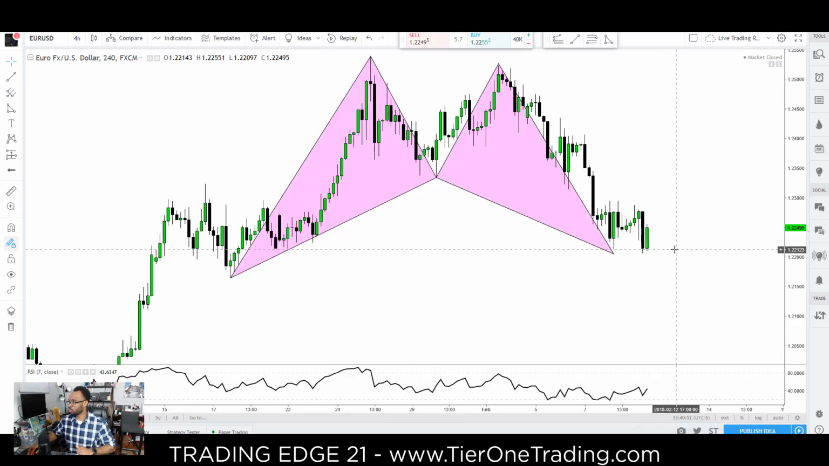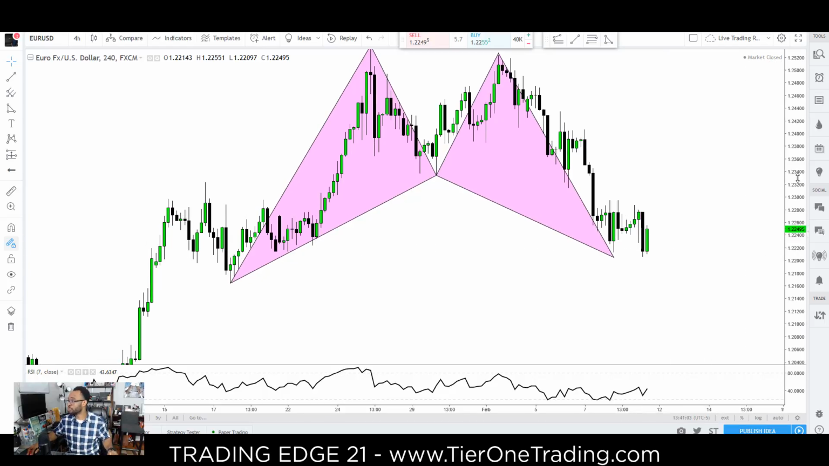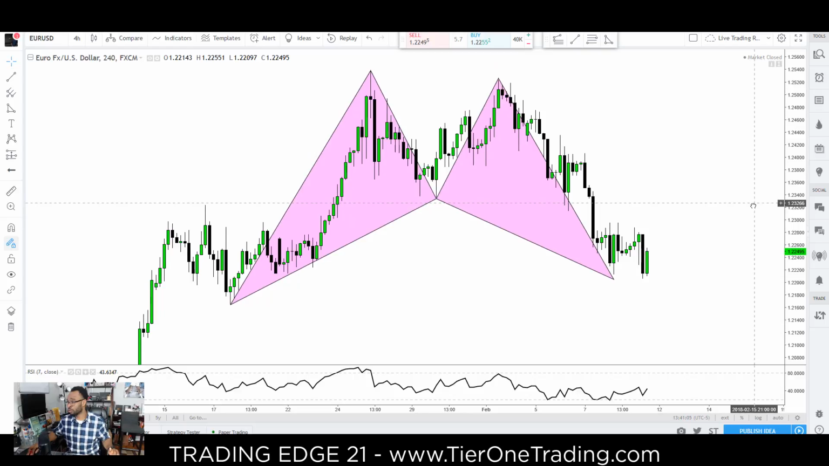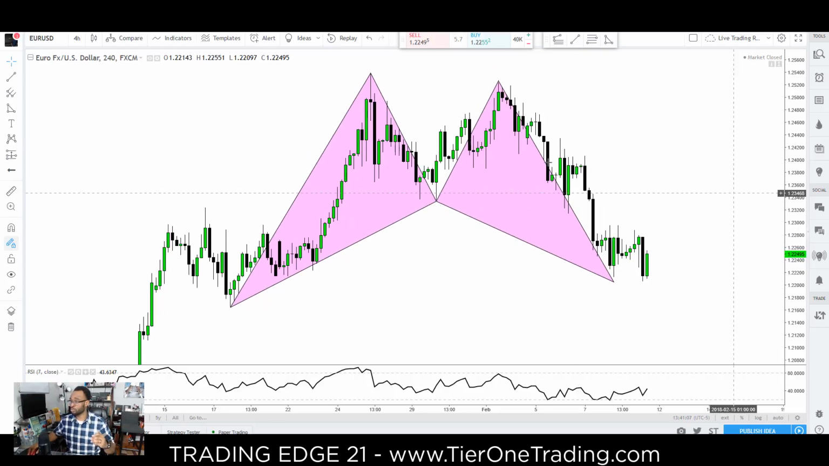Currently, price is sitting at 122.50. So if you were to make another type of retracement down, you still have the opportunity to get involved in this pattern formation. Now, the question is, do you want to enter late? And that's going to depend on you as a trader and your risk reward. I personally do not enter trades late.